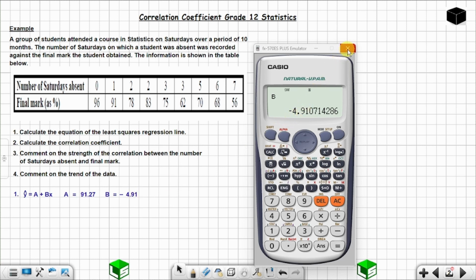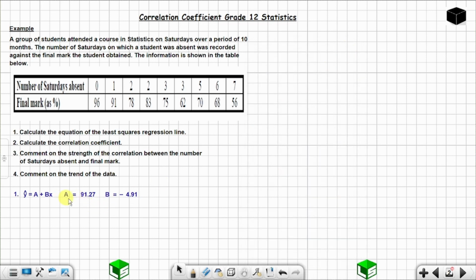So we can close the calculator. Now you have A and B. So the equation is this. This is the equation that you need to calculate.